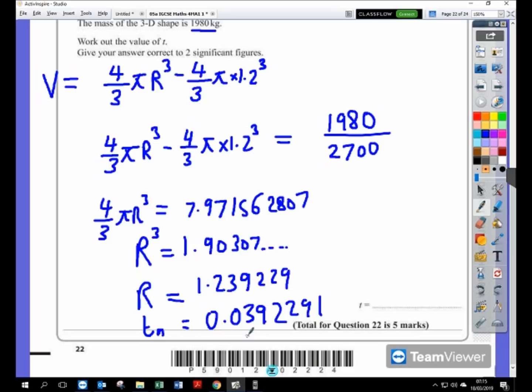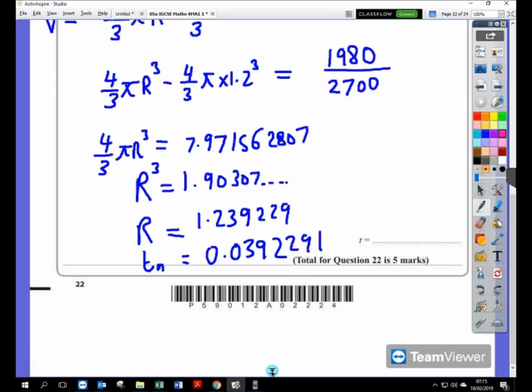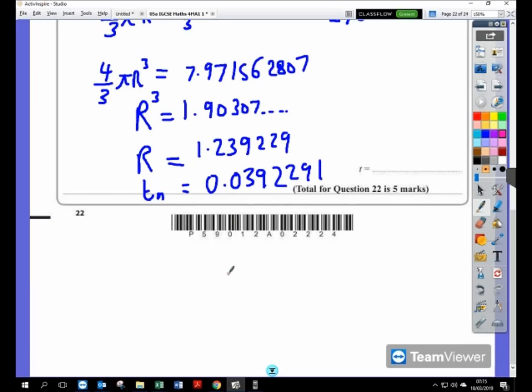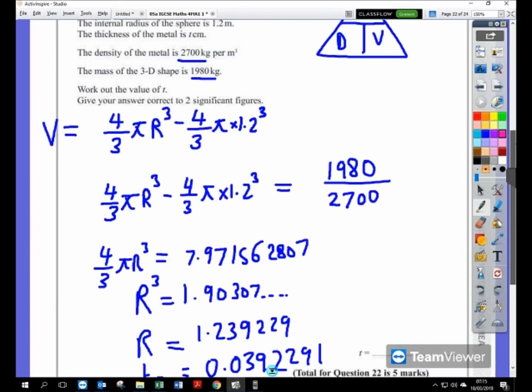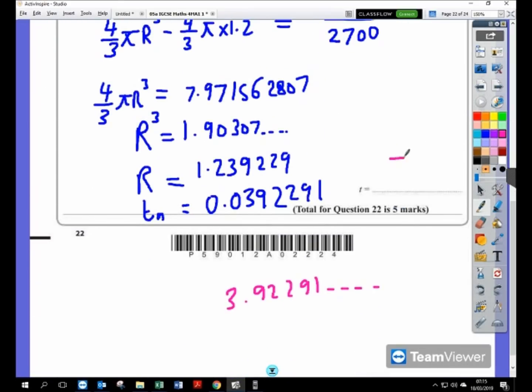So this is correct if t was in meters, but t is not in meters, t is in centimeters. So I need to convert this to centimeters. And the way that you convert meters into centimeters is you times it by 100. So if we times this by 100, it becomes 3.92291, etc. And the question says, give your answer correct to two significant figures, so 3.9.